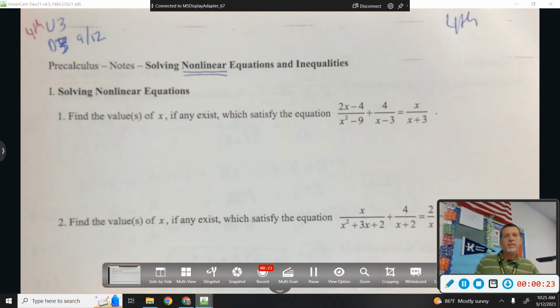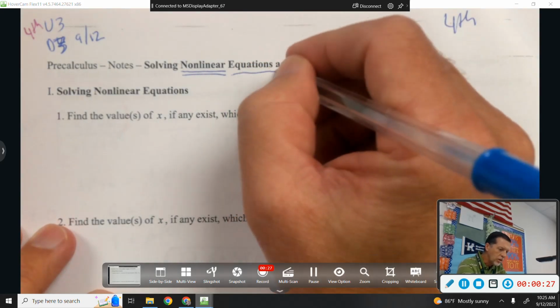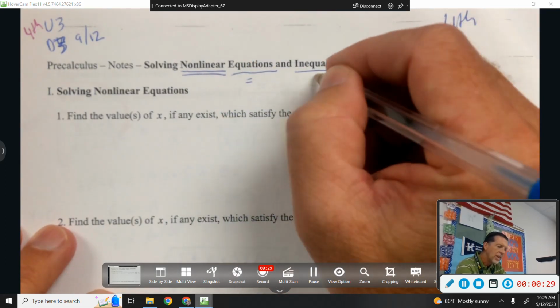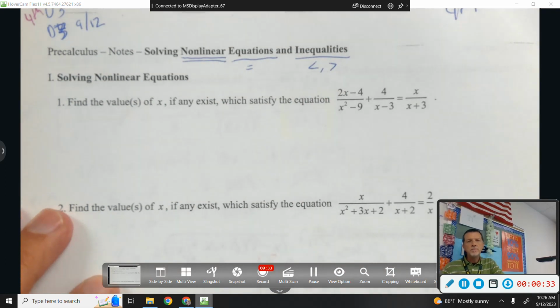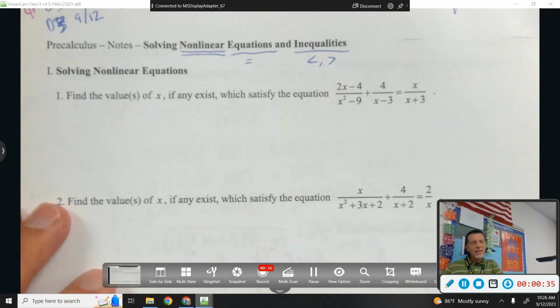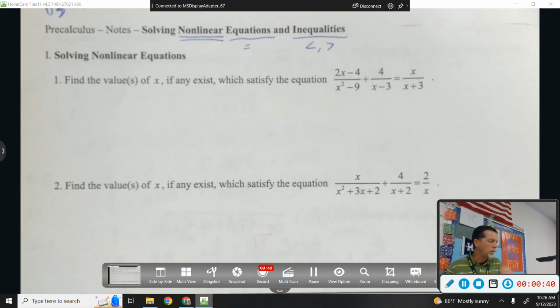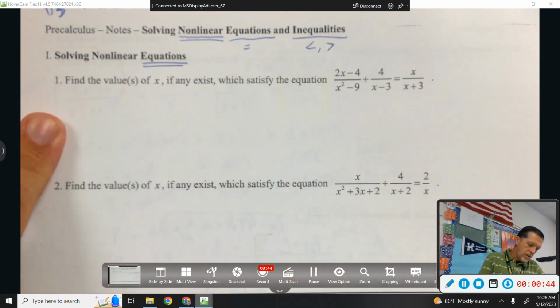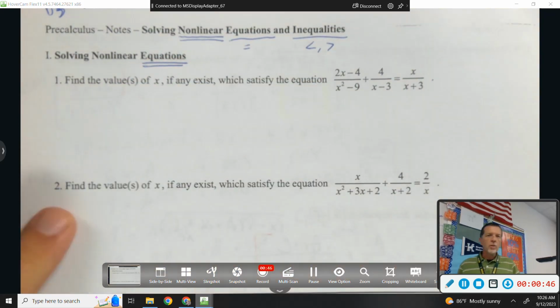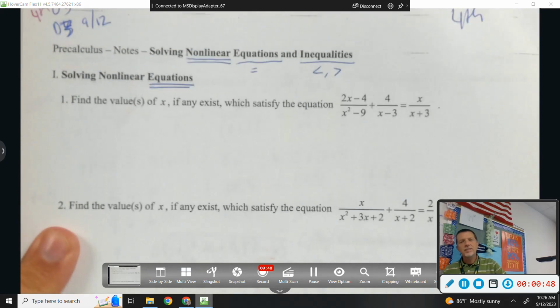So there's a lot going on today. Nonlinear, so that means not a line, so a little bit complicated. Equations, we know what those are, the equal sign thing. Inequalities, the less than or greater than stuff. It seemed like y'all did some of this last year, so we'll see how quickly we pick up on this. So first we'll do equations. Roman numeral 1 is equations. Roman numeral 2 is inequalities. So equations are a little easier to deal with.